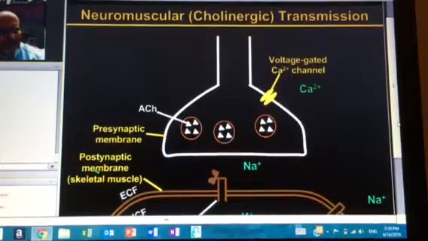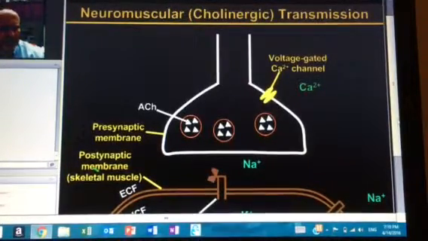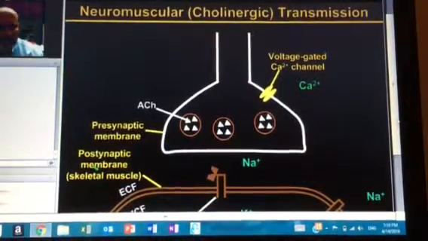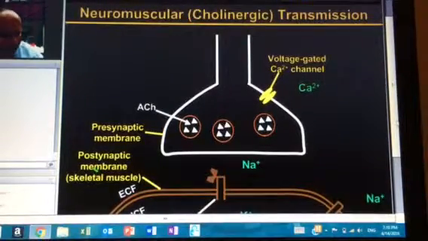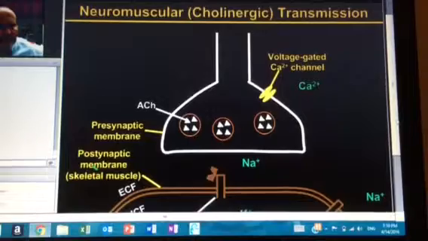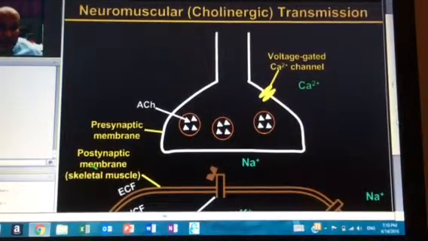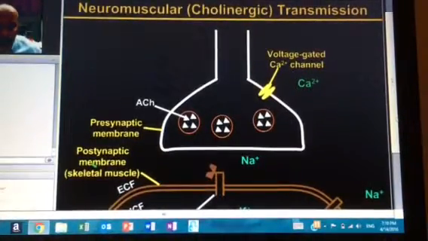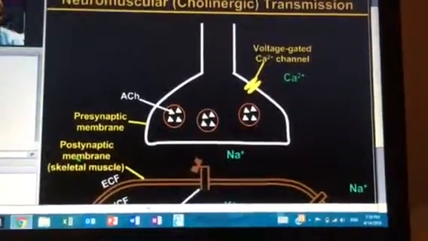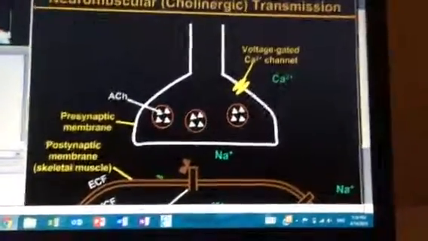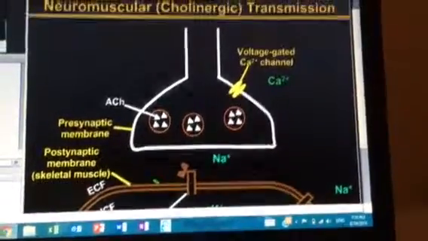And what's the name of the skeletal muscle membrane? It has a special name. Do y'all remember? Not sarcomere, but that's close. Excellent try. Sarcolemma. Exactly. So this is the sarcolemma of skeletal muscle.